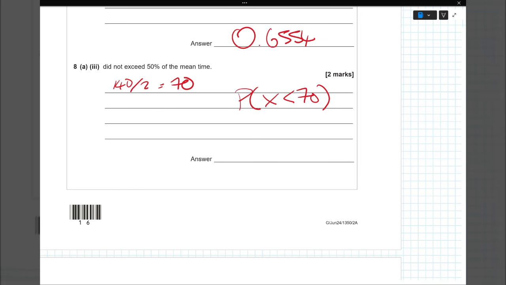We've got some standard form coming out, so 0.00, there are 3 zeros, 255. So 0.00256, rounding it a little bit. And that's that. Okay, next one.